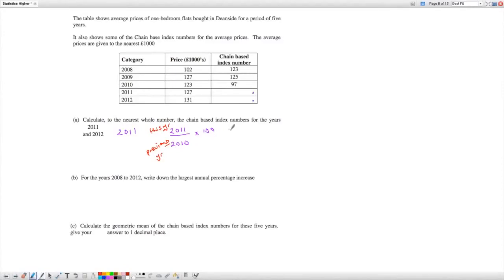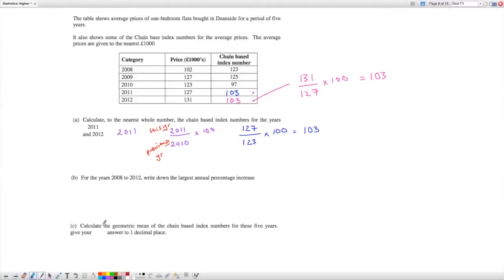So we're looking at 2011: 127, divided by the previous year, 123, times by 100 is 103. Looking now at 2012, we take our price for 2012, 131, divide by the previous year, 127, times by 100, is also 103. A different calculation, but same value there for the chain-based index number.